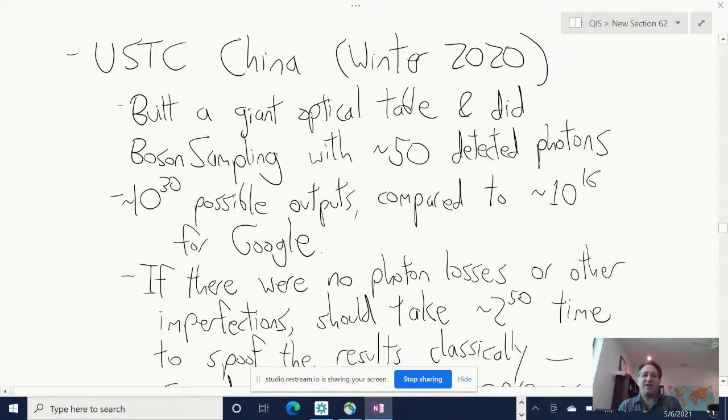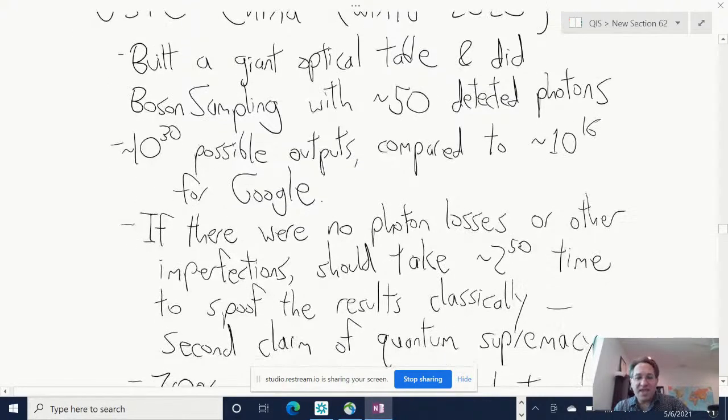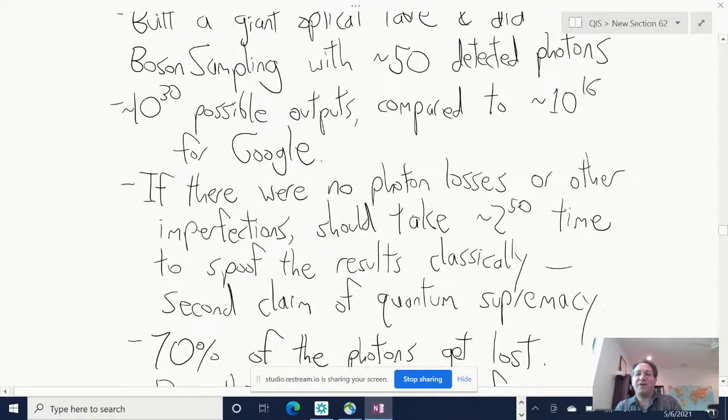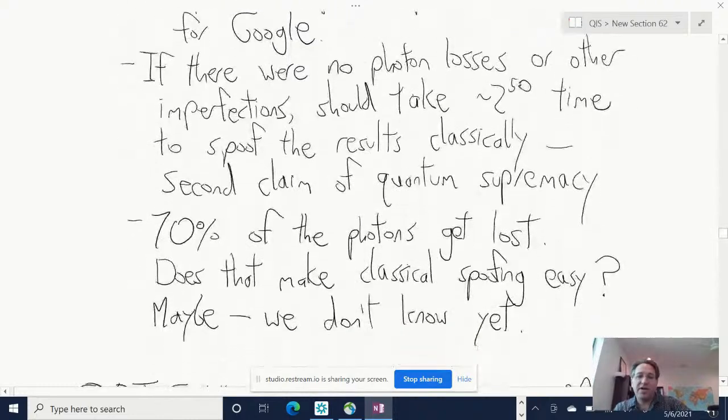So they have about 10 to the 30th power possible output states, which is more than in Google's experiment, which was like 10 to the 16th power. If none of the photons were lost, if the experiment were really done perfectly, then we expect that it would take something like 2 to the 50th steps to spoof the results of the experiment using a classical computer.